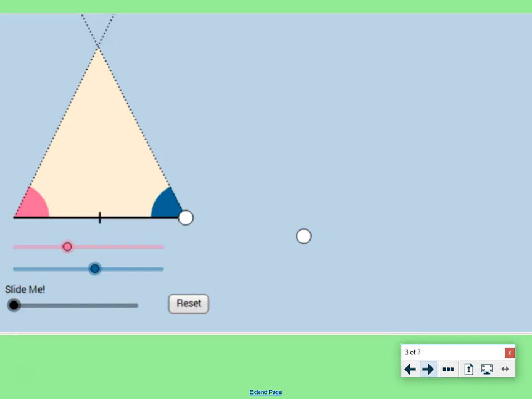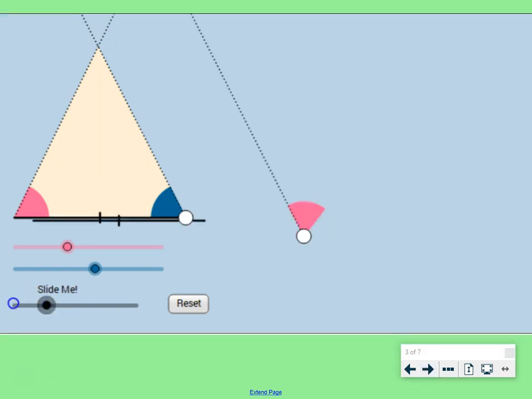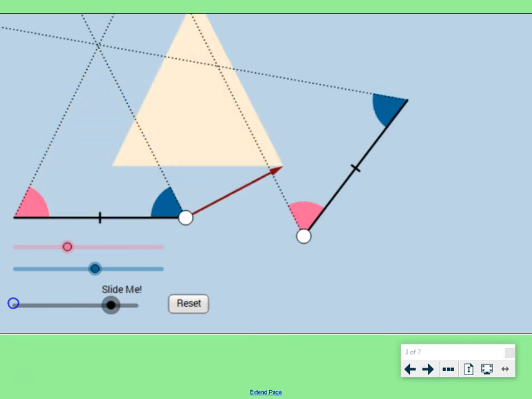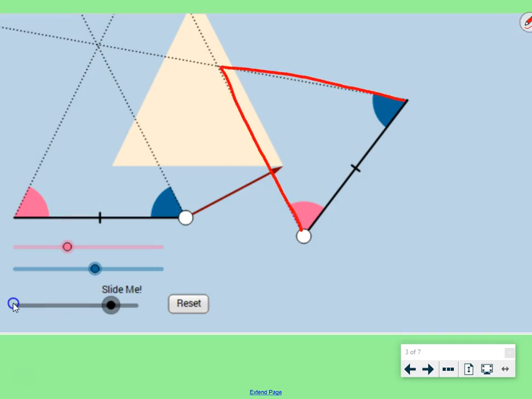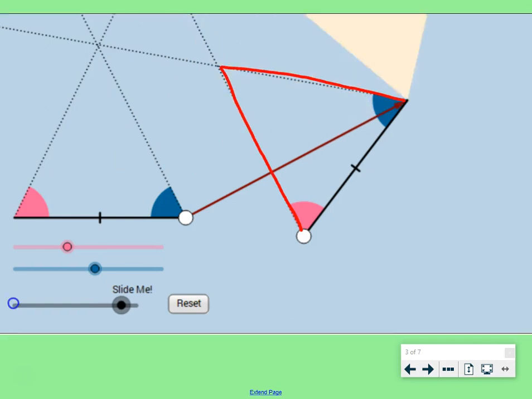Here we have a little demonstration of angle, side, angle. So if you see this triangle, if we slide the two angles over with that side, you see how the triangle, the shape right here, that is made with those two angles and that side length, that triangle will fit perfectly in that shape. So that is why angle, side, angle works.